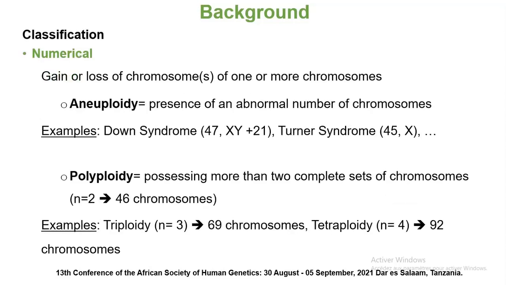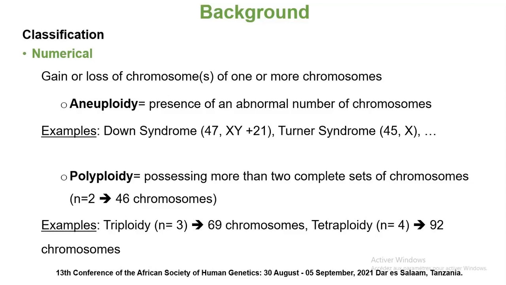The numerical abnormalities are more common than the structural and consist in a gain or a loss of one or more chromosomes. They are divided into two types: the aneuploidy and the polyploidy. The aneuploidy is the presence of an abnormal number of chromosomes. For example, we have the Down syndrome with 3 chromosome 21 and the Turner syndrome with a loss of one of the X chromosome.